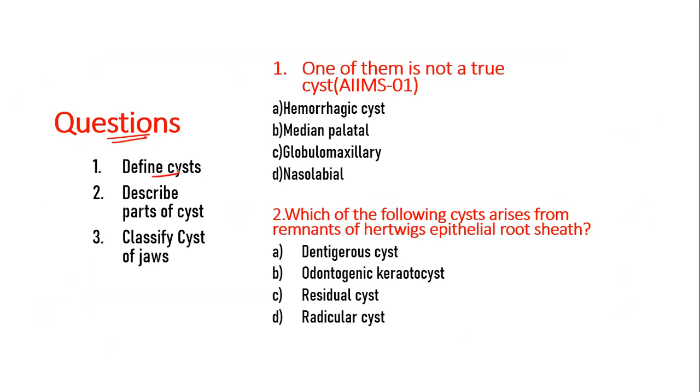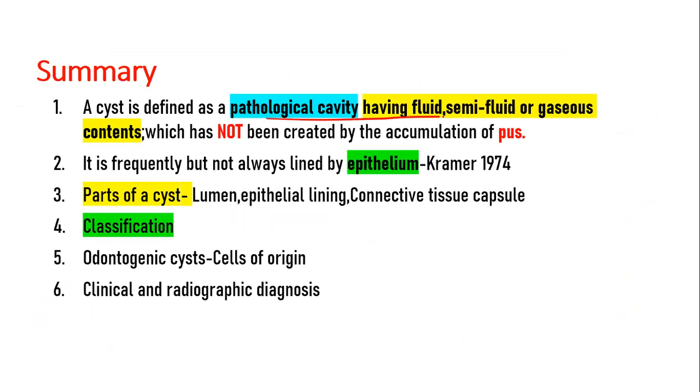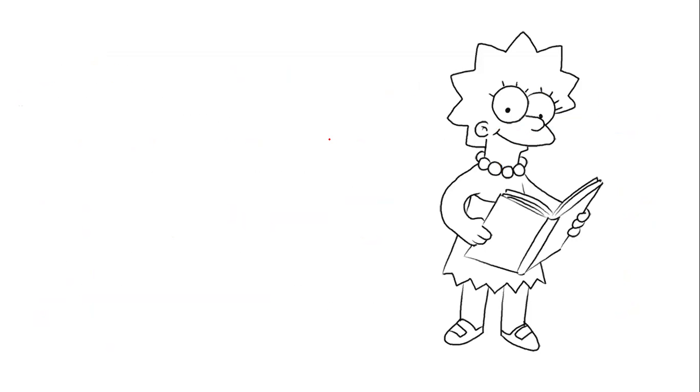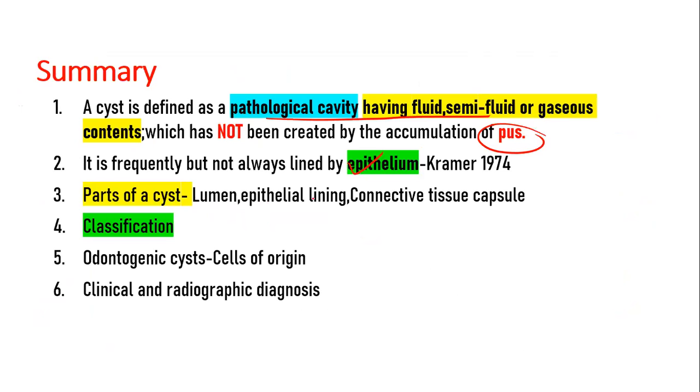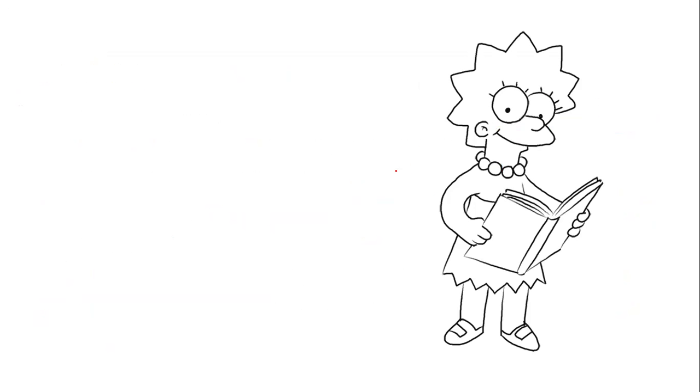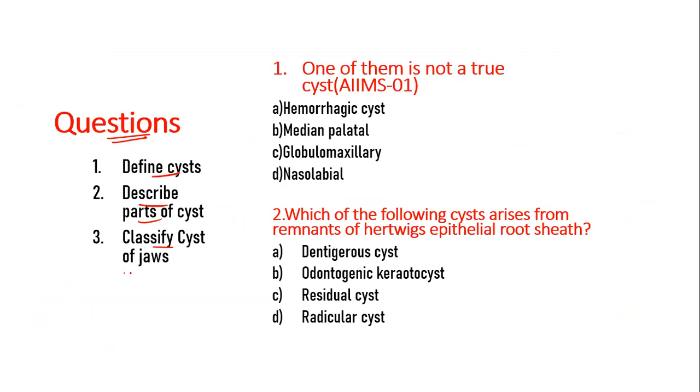First is define a cyst. So a cyst is a pathological cavity having fluid, semi-fluid or gaseous content, not created by the accumulation of pus, frequently but not always lined by epithelium. Then describe the parts, which are the lumen, epithelial lining and connective tissue capsule, and then classify the cysts of the jaws. We have gone in detail with the mnemonic JANES, right?